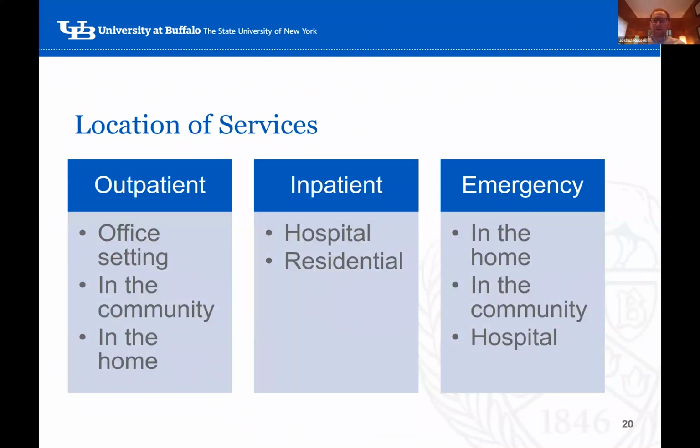We're going to be talking about three areas. Outpatient services, which can be in a few different areas: in an office, in someone's home, or somewhere else in the community. You then have inpatient services, which are in a hospital or a residential facility. And then you have emergency services, which oftentimes are still in the home or in the community, but they can be in a hospital setting too.